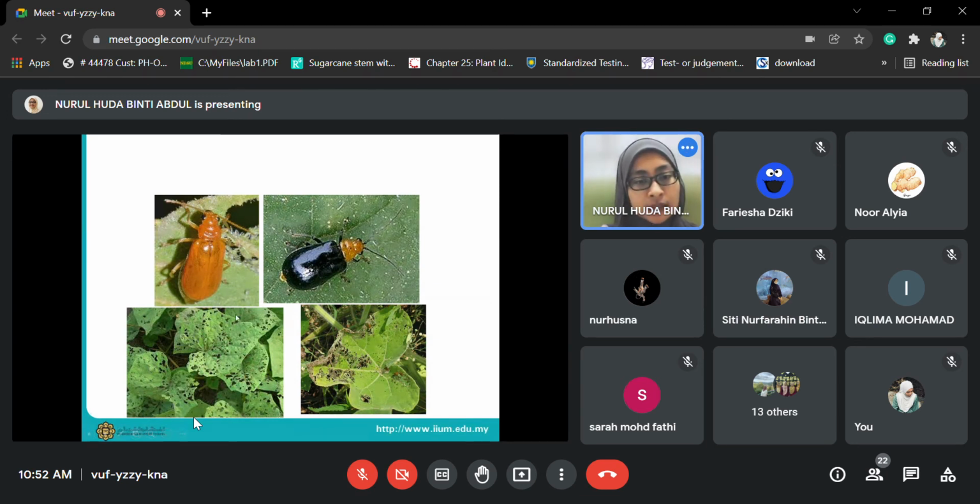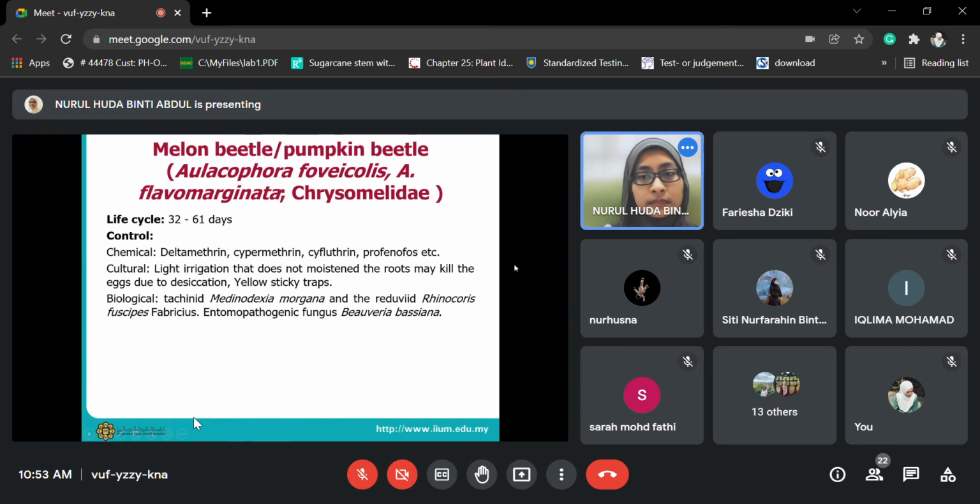Okay, this one is fully orange or reddish orange, and this is the symptoms of damage. Okay, they can eat many plants, or they have many hosts. It's just that cucurbit is the main host for this pest. Okay, you can see nampak dia punya venation je kan. It will eat either above the leaf ataupun underside of the leaf. Maksudnya di bawah daun. Okay, this is the total life cycle, 32 to 61 days.